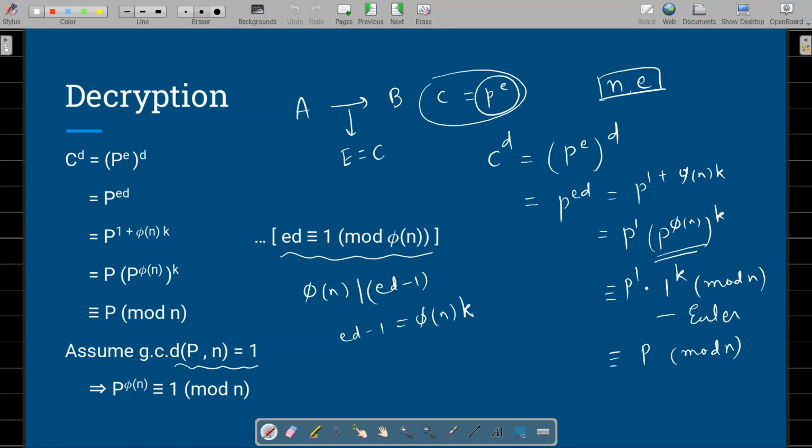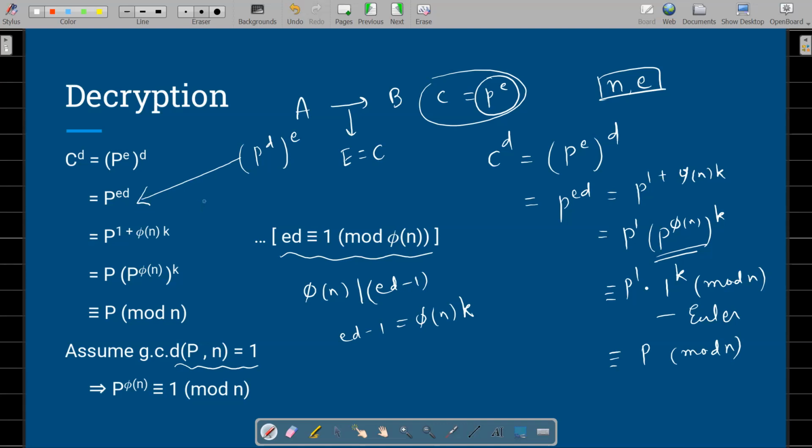Oh, so it's written the other way around. Basically, what A will send is P raised to D, right? Because A knows D and E is made public. So what B will do is P raised to D raised to E, and that is essentially the same as C raised to E, sir. Yeah, that's a good one.